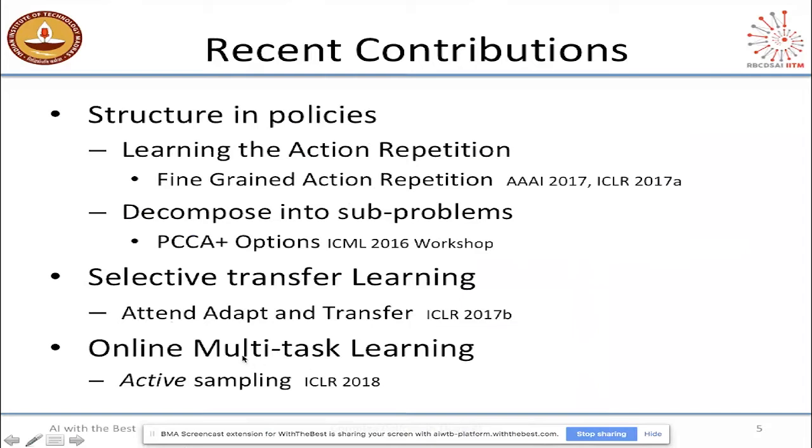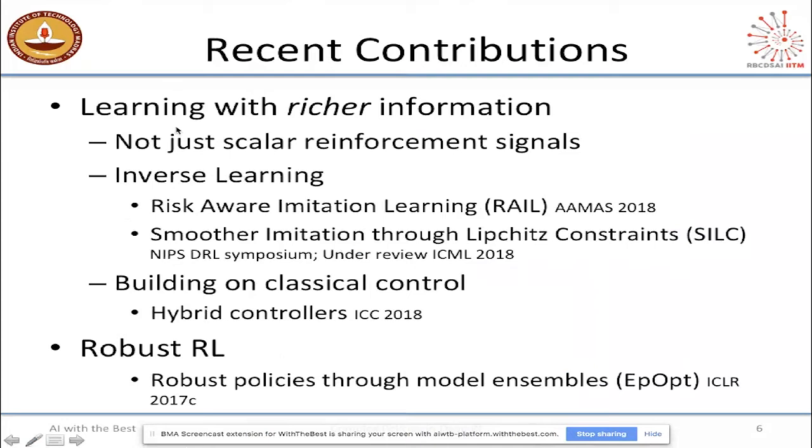And then we also have done quite a bit of work in online multitask learning. This was also reported this year at ICLR, where we use active sampling to train a single network to solve several tasks simultaneously. And we also have looked at other issues. To address the sparse reward problems, we did some work on learning with richer information, so not just scalar reinforcement signals, but things like imitation learning and instruction taking, and also trying to build on classical control ideas, where we use information about the domain and use RL to refine controllers on top of domain-based or model-based methods. And we also have done quite a bit of work in robust reinforcement learning, including something that was reported last year in ICLR.